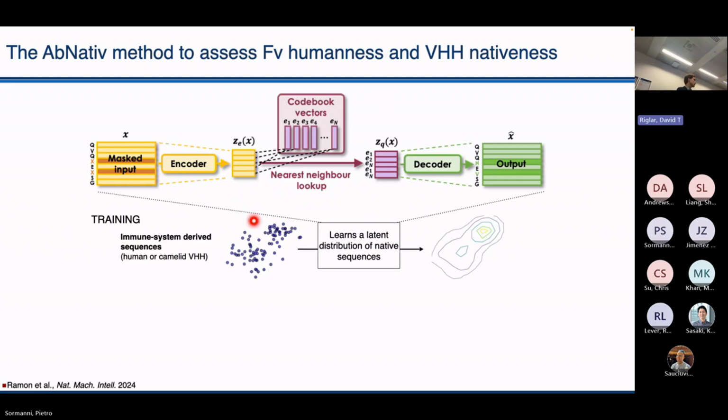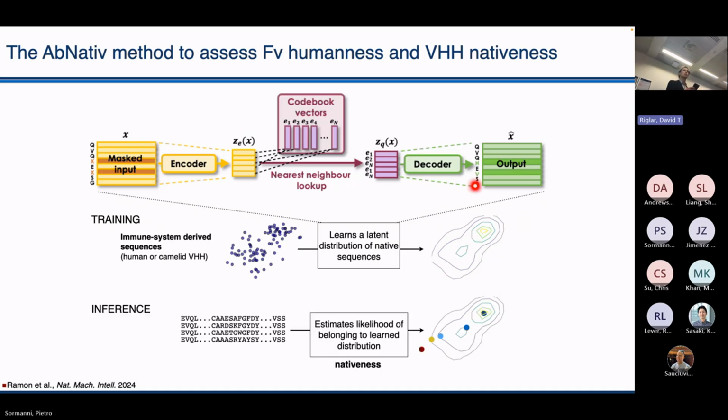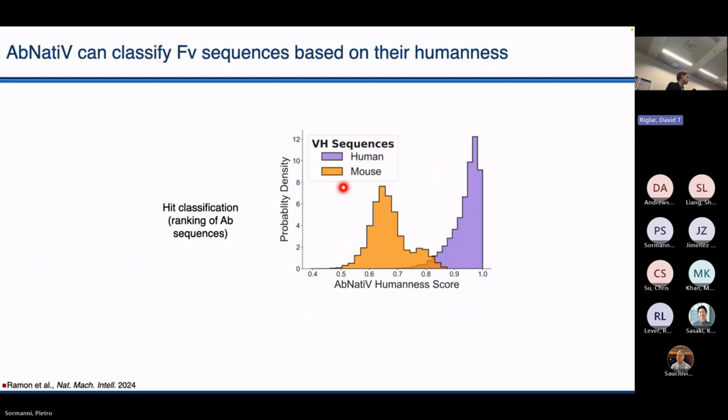this, but fundamentally, when you train this machinery, you feed it a lot of immune system-derived sequences. And what it does, through this sort of information bottleneck and other tricks, is learn the latent distribution of where these native sequences exist. And so at inference time, you can give it any sequence you want, and it's going to measure the distance from this distribution, or the likelihood of belonging to the distribution, which is what we call nativeness. So to understand it better, we have trained it on human antibodies.